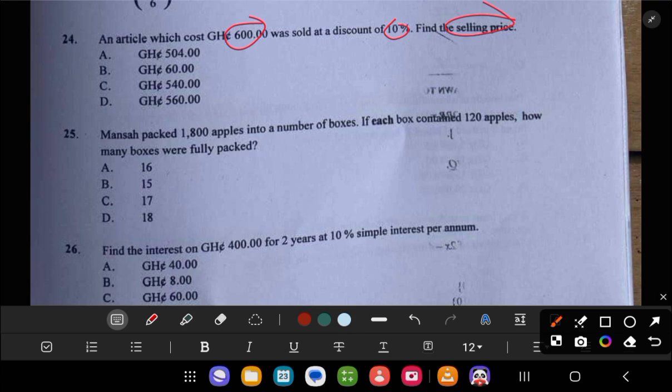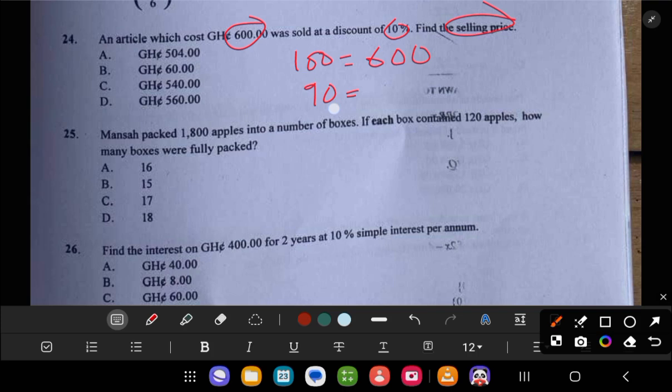So I like to always do this. If 100% equals 600, then 90%, which was sold at 90% price. Anytime you hear discount, it means that the percentage that was taken off. You need to really understand when it comes to discount, commissions, and so on. You need to really understand what is going on.